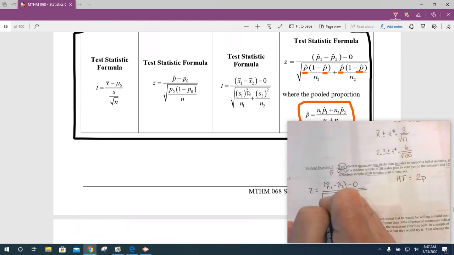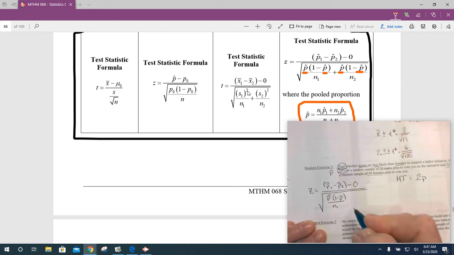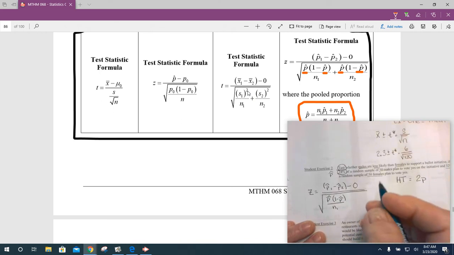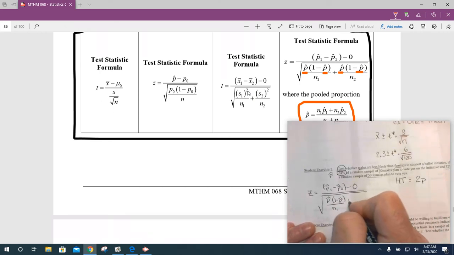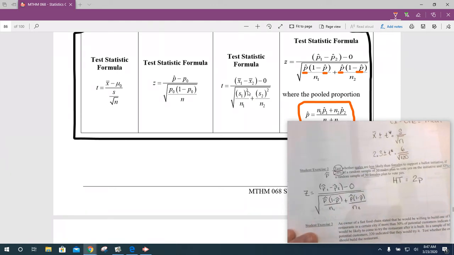We're going to have p hat. Notice it's not p hat 1 and it's not p hat 2. It's p hat. That's the pooled proportion right there. Times 1 minus the pooled proportion over N1. That's the number of items in set 1. Plus p hat, again, pooled proportion, times 1 minus pooled proportion divided by the set of N2.